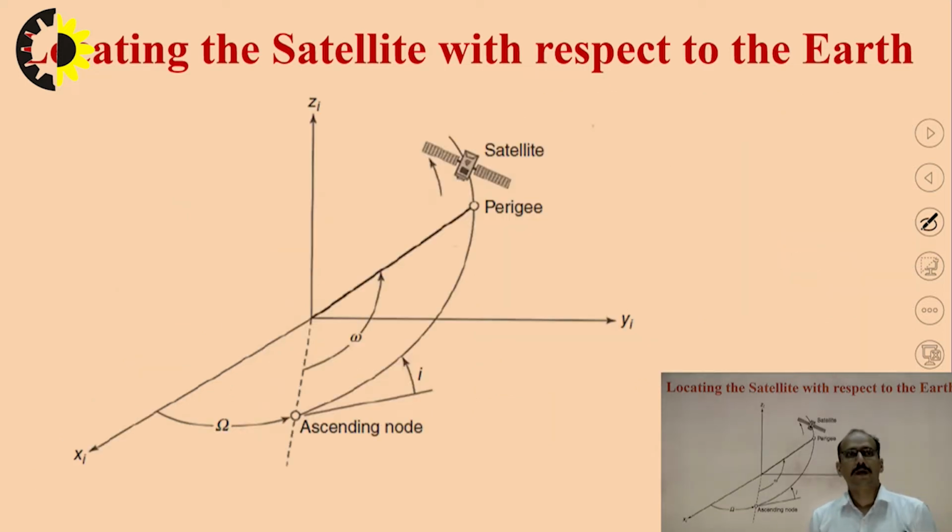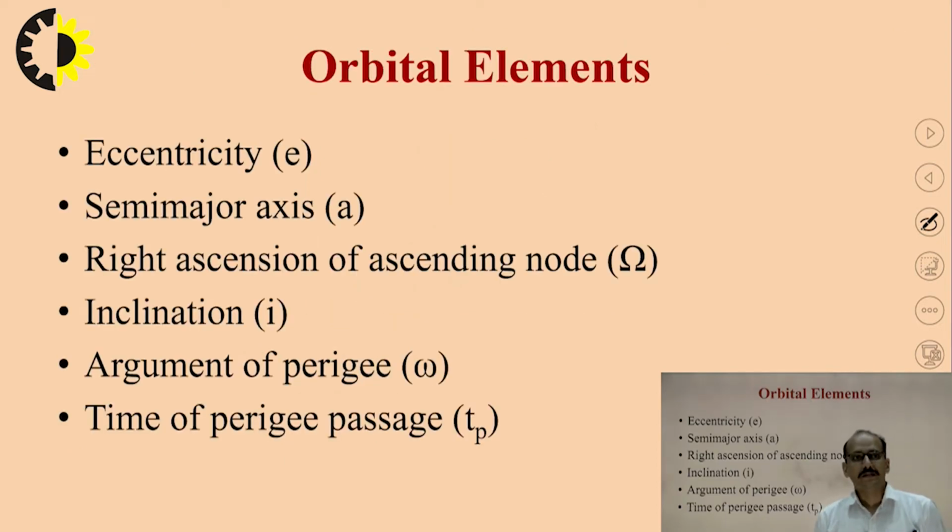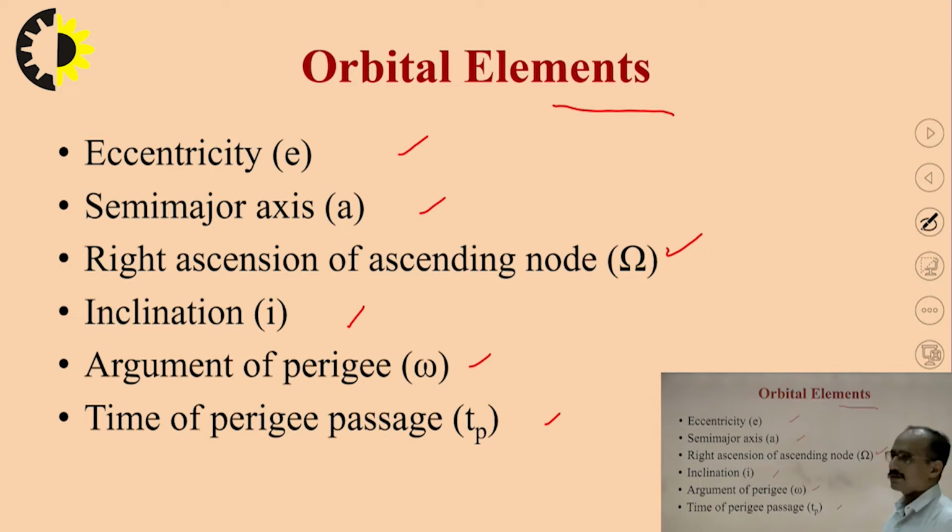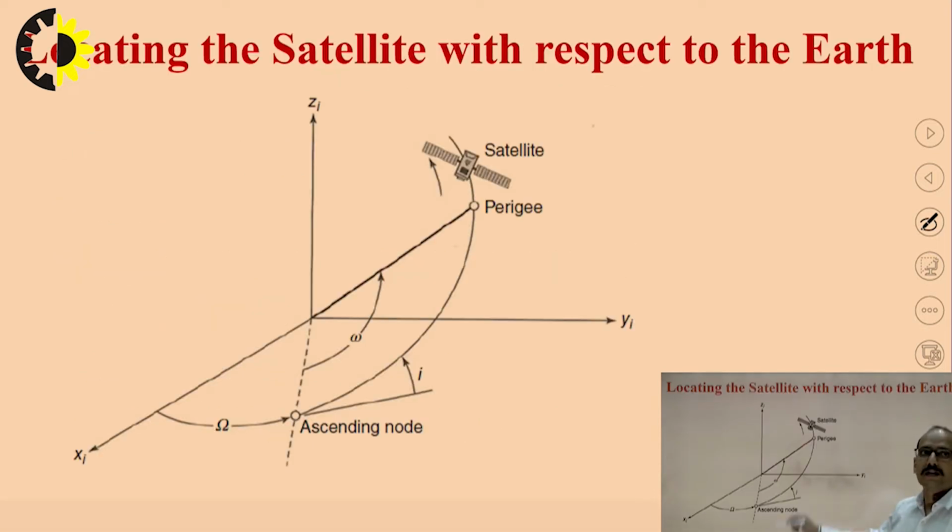Now going towards the further example, in locating the satellite with respect to earth, we derive these six orbital elements. These six orbital elements are eccentricity, semi-major axis, right ascension of the ascending node, inclination, argument of perigee, and time of perigee passage. All these elements are derived from the space orbit. In the last lecture on orbital mechanics, I derived the equation of the satellite orbit, which was a second order differential equation, and when we solve it we find these orbital elements that help to locate the satellite with respect to the earth.